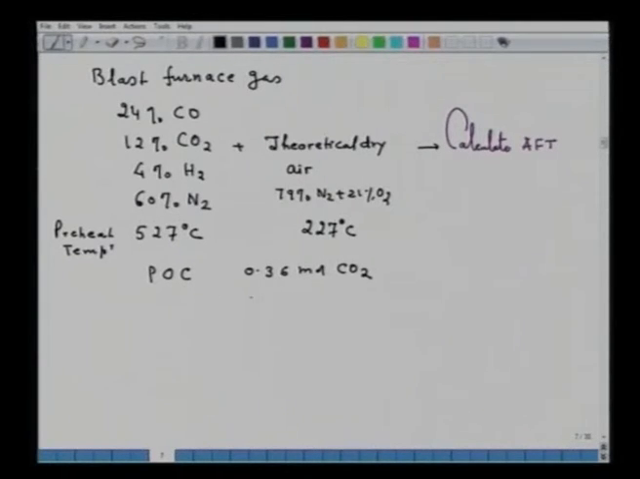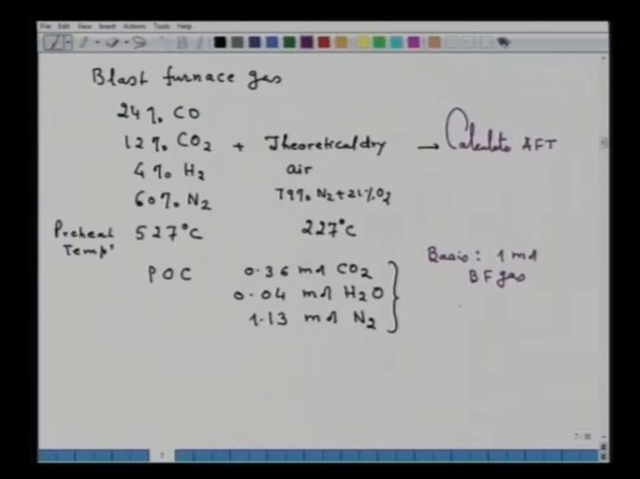CO2, 0.04 mole H2O, and 1.13 mole nitrogen. I have taken the basis of 1 mole blast furnace gas and a reference temperature of 25 degrees Celsius. So now I have specified everything.